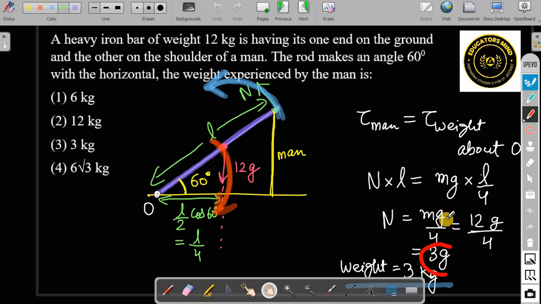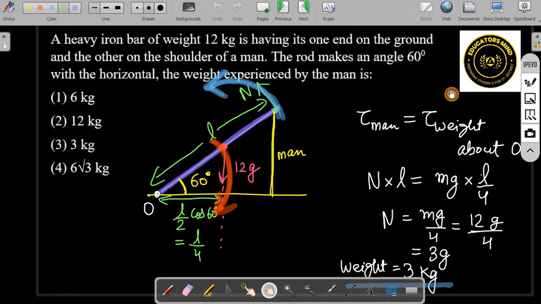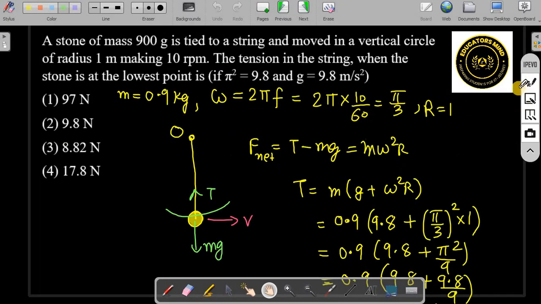So anyway, they are not asking to calculate the force, they are asking the weight. Of course, weight in common language means mass, effective mass. So here 3g, when you calculate it, divide by g, you will get 3 kg. So that will be the answer. Okay. Then let us move to the next.